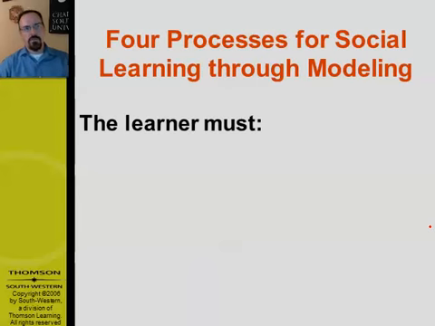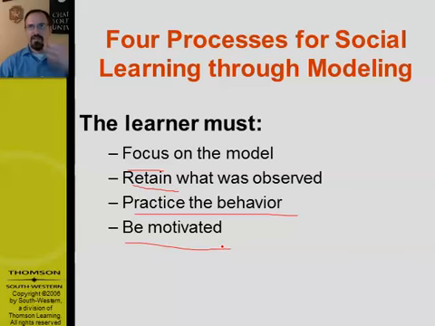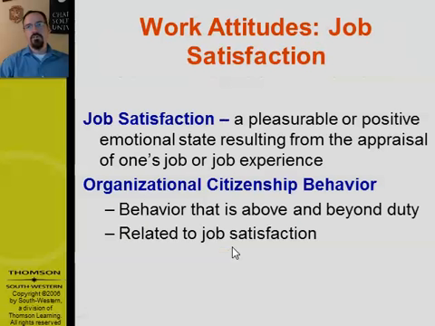So when you're processing this, learners must focus on what's going on with the model. They must retain what's going on. So they must focus, they must retain, they must practice the behavior in order to learn, and then they must be motivated. So that's the four processes for social learning. They must understand what's going on. In order to retain it, they have to practice it, and they have to be motivated.